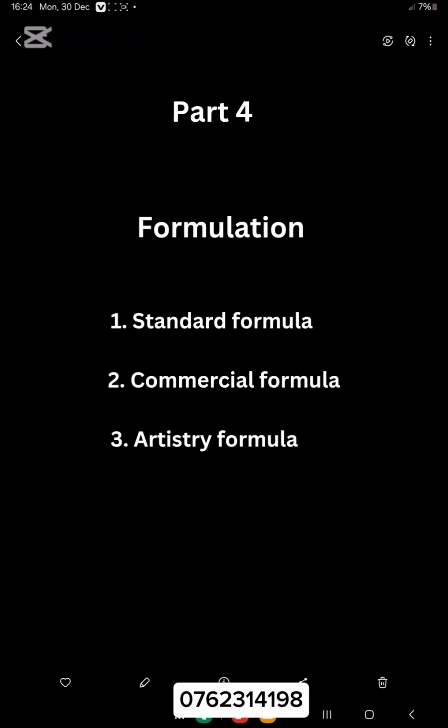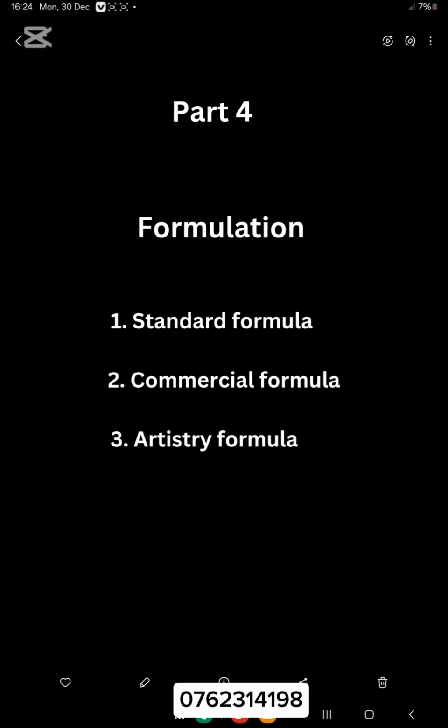Artistry formula is just when you want to make soap for fun, and so you can try so many things out to find what you want. Maybe you want to make soap for your skin, or for a different purpose. So artistry is where you play around with the formula or your understanding of soap, and you craft your own soap as you want it. And then commercial and standard is what I'm going to look into.